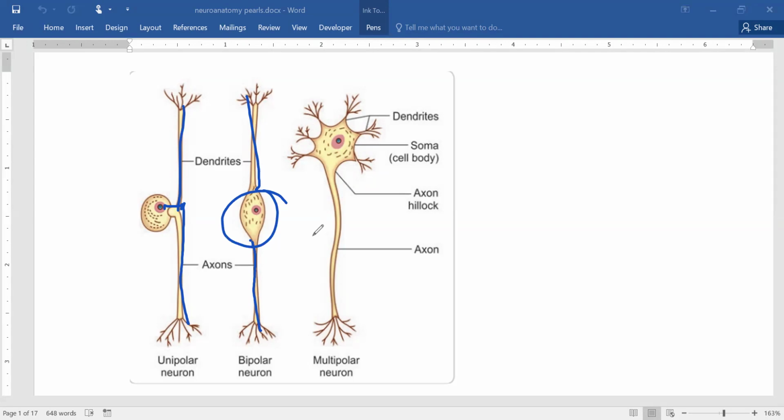Now, the third one is the multipolar neuron, and you can appreciate that it has a single axon and multiple dendrites. One axon and multiple dendrites. So most of the cells, Purkinje cells, pyramidal cells, cells of the anterior horn, cells of the posterior horn of spinal cord, they are of the multipolar neuron type.